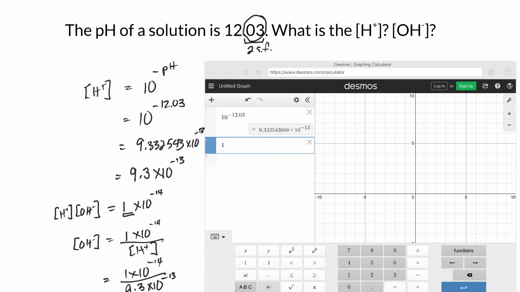So 1, maybe I just try this like that, times 10 to the minus 14, okay, divide, oh, I don't like that, oh, that's all right, 9.3 times 10 to the minus 13. Yeah, that number looks about right. Let me move this up a bit.